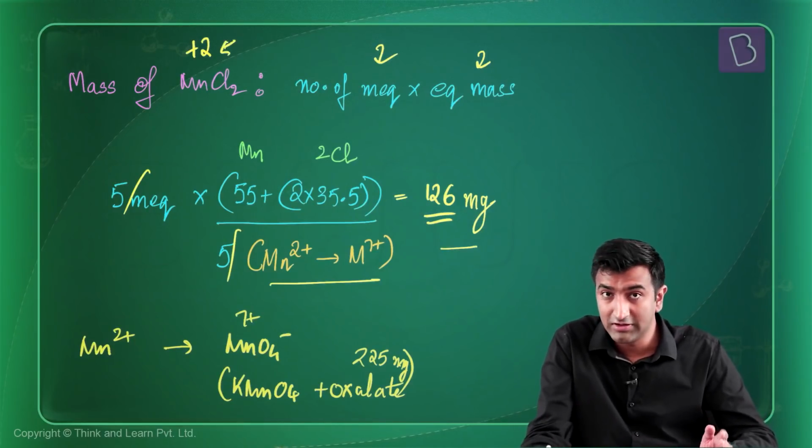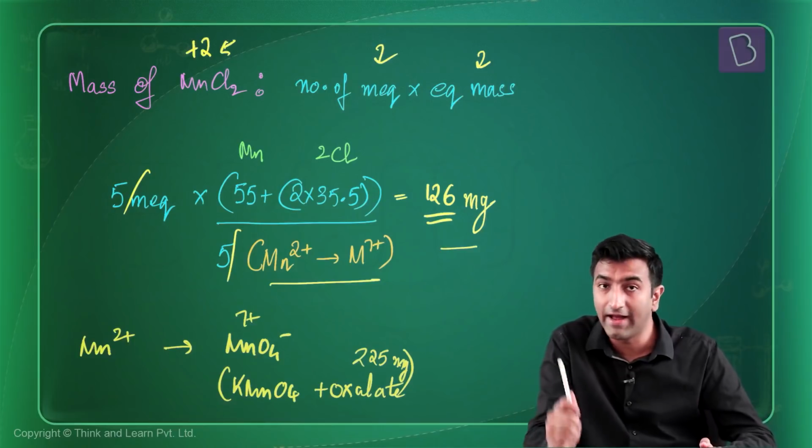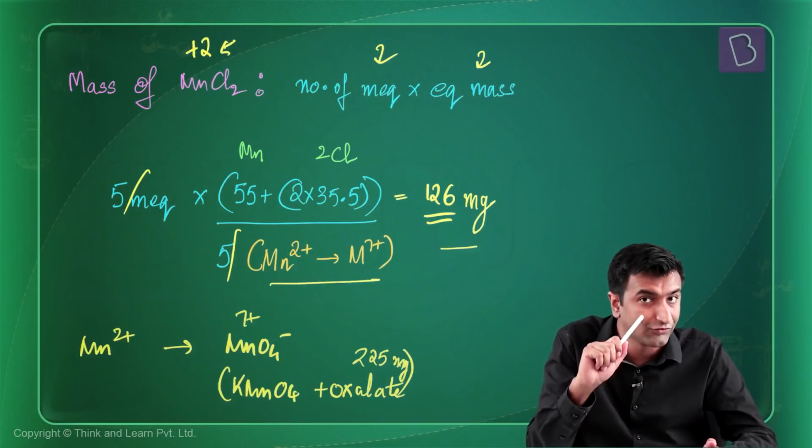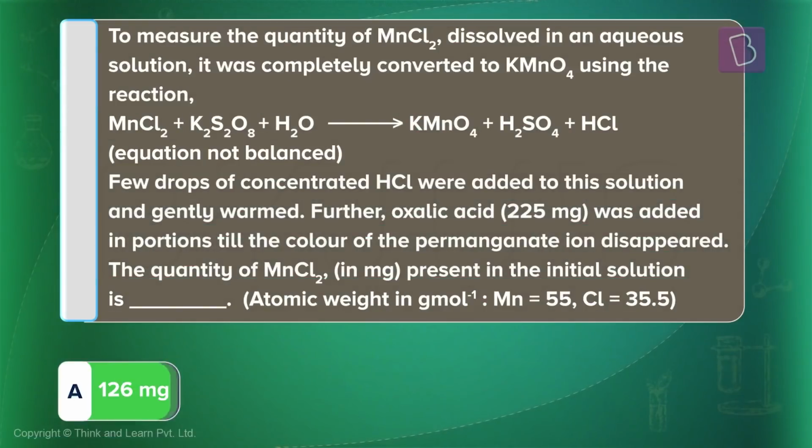But this is a redox reaction. Be careful. Yeah, it changed from +2 to +7, which is why the N factor here is 5. And this is one place where you could go wrong. A lot of students do go wrong here. We won't make that mistake. All right. The answer here is 126 milligrams.